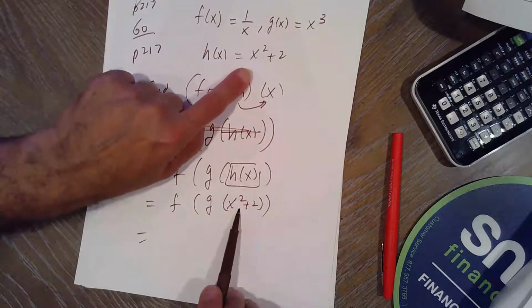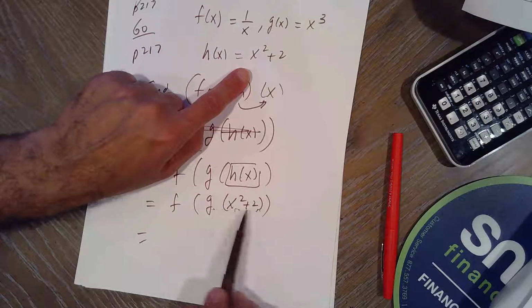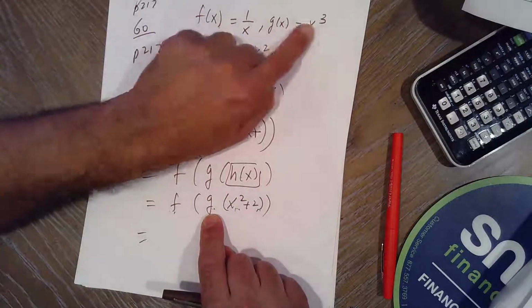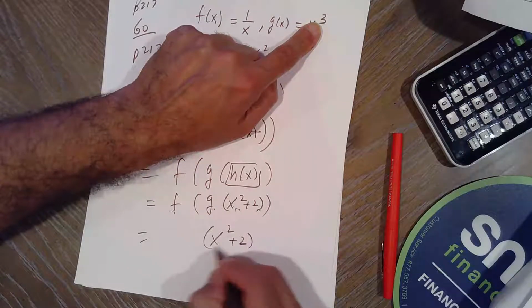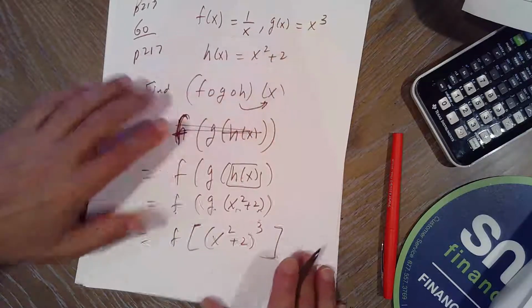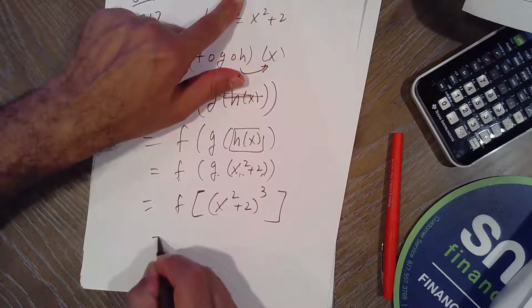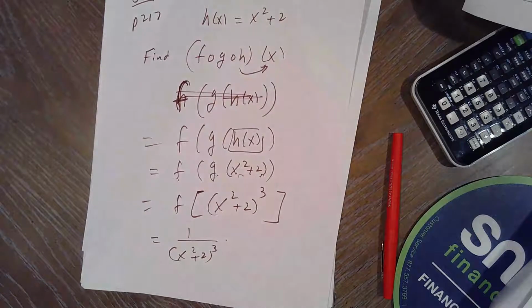H of x, which is x squared plus 2, is going to be plugged into g, and then whatever we get is going to be plugged into f. So we take x squared plus 2 and plug it into g, so we cube it, x squared plus 2 cubed, and then we plug this into the equation of f. All it's going to do is the reciprocal, so 1 over x squared plus 2 cubed. And that would be the answer.